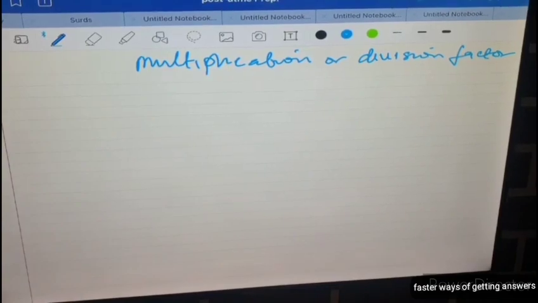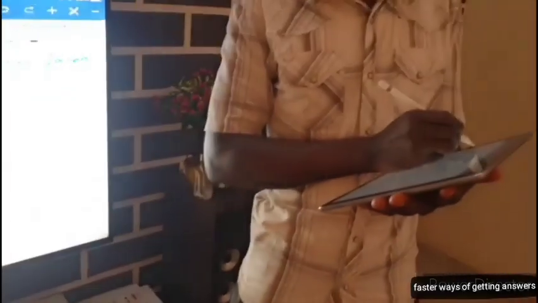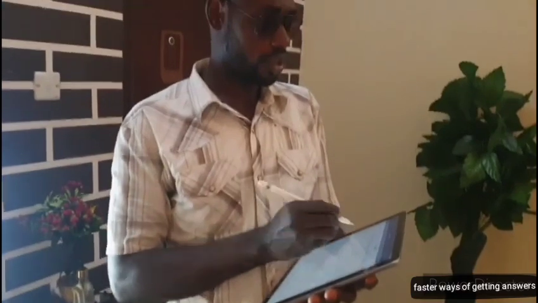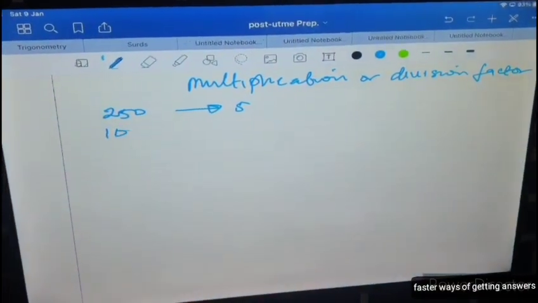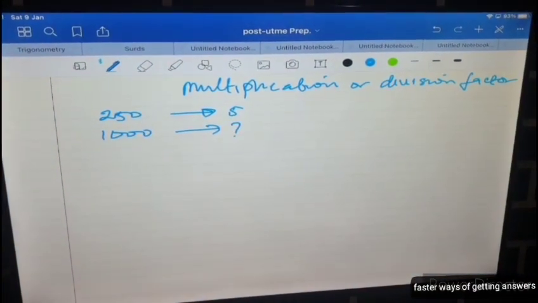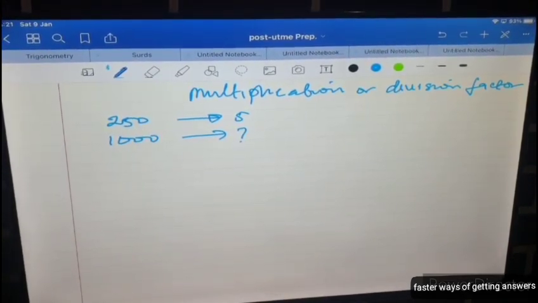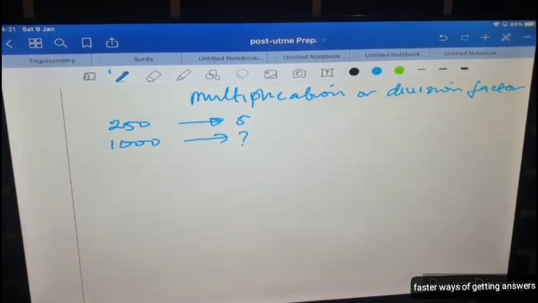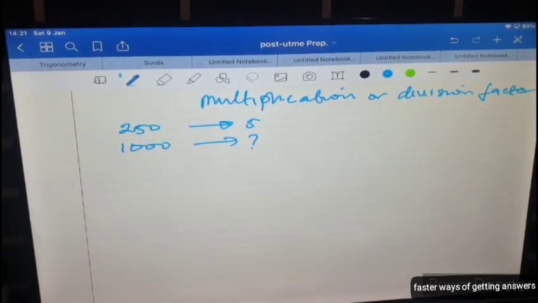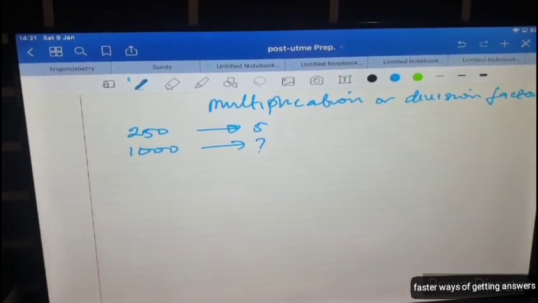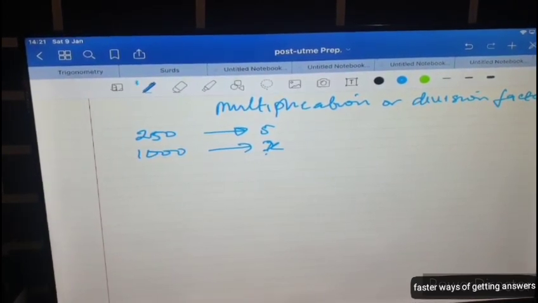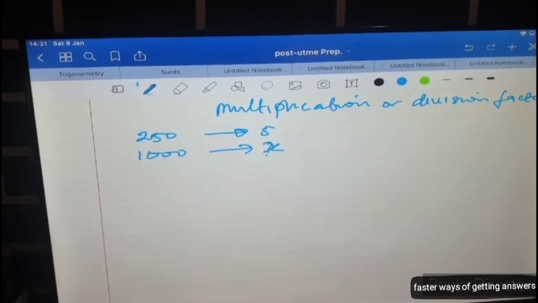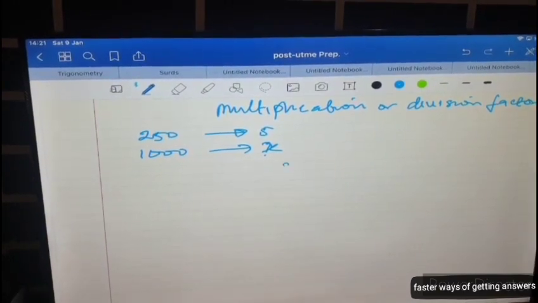Let's take, for example, you meet in the examination, even if it is in chemistry, mathematics, or physics, where the question is, if 250 will give, let's say 5, then what will 1000 give? You must not waste time cross multiplying, because you now have to see the multiplication factor that 250 was multiplied 4 times for you to get 1000. So 250 times 4 is 1000, which means this place that you called x must be 5 times 4. So if 250 gave you 5, 1000 will automatically give you nothing but 5 times 4, which is 20.